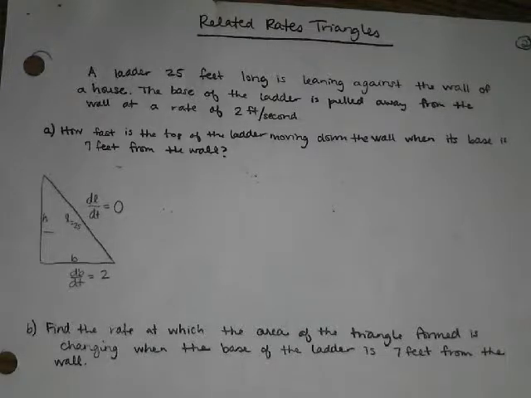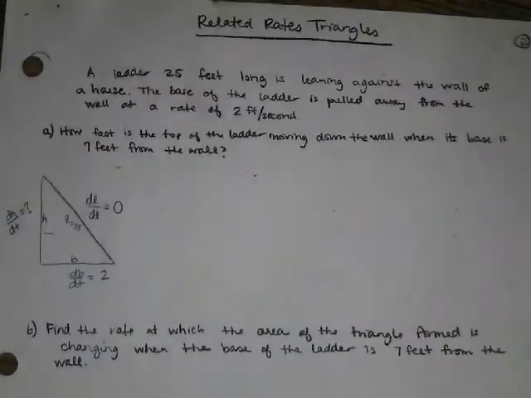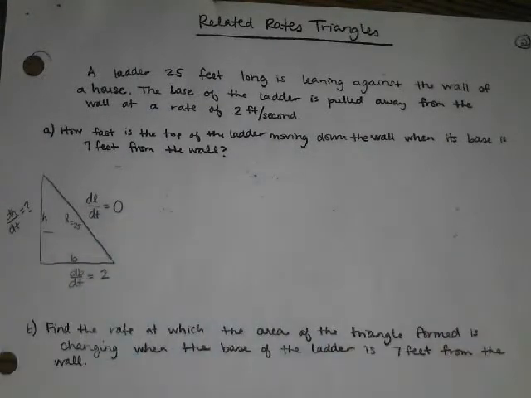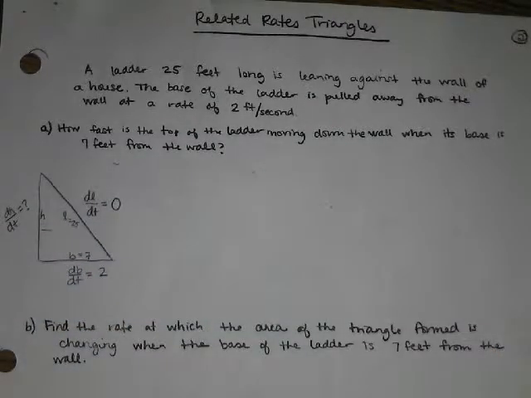And then the question is, how fast is the top of the ladder moving down the wall? So what are we looking for? dH/dt is the big question mark, when its base is 7 feet from the wall. So B equals 7. Now that B obviously is changing, but at the moment it's 7. L is really never going to be a variable, but B is constantly changing, but at the moment it's 7.